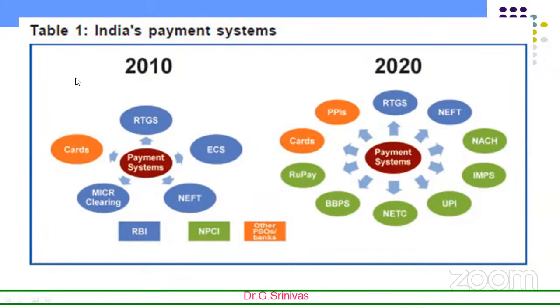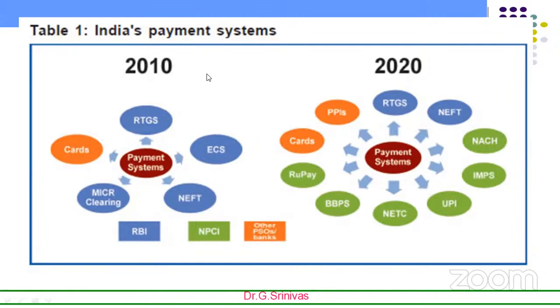If you go for 2010, we have only some payment systems like RTGS, ECS, NEFT, MICR and cards like debit card, credit card. With these we make payments electronically, and these are authenticated by RBI. These are regulated by RBI and NPCI, National Payments Corporation of India, and other banks. These are regulated by these organizations.